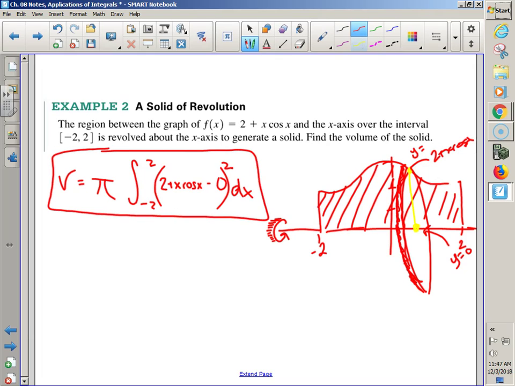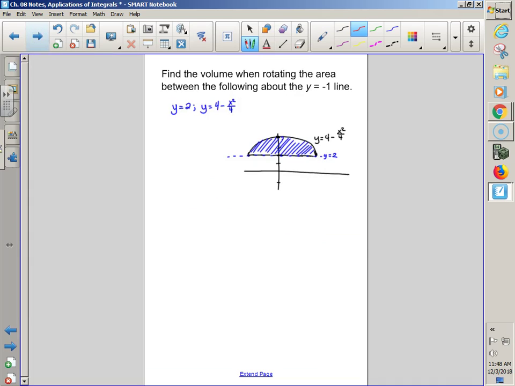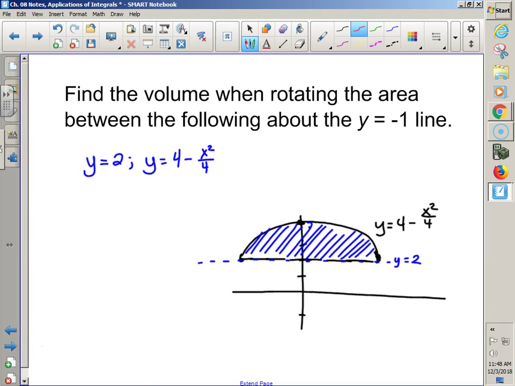So if I said to express the integral and not solve, that would be how you'd solve for it, right? Pi r squared, good. It's not a semicircular region, it's a full circle. There we go. What's different with this guy, though? Find the volume when rotating the area between the following and the y equals -1. About the y equals negative. Nice thing is you have a picture.